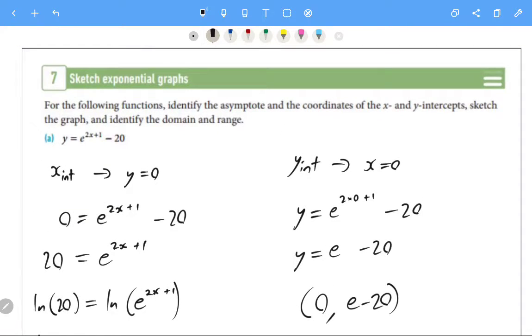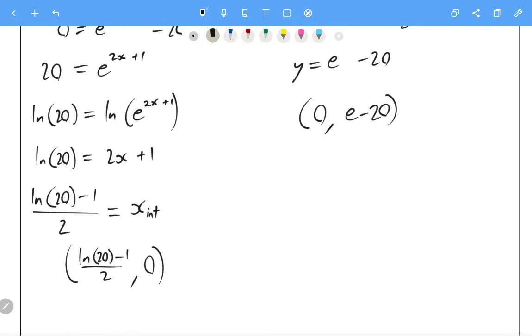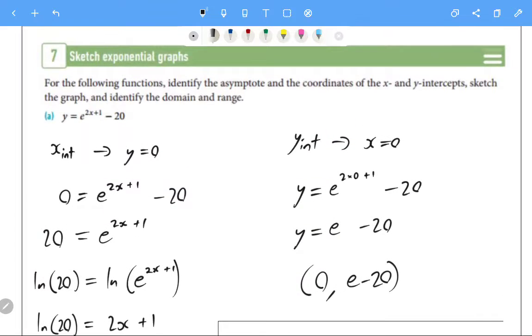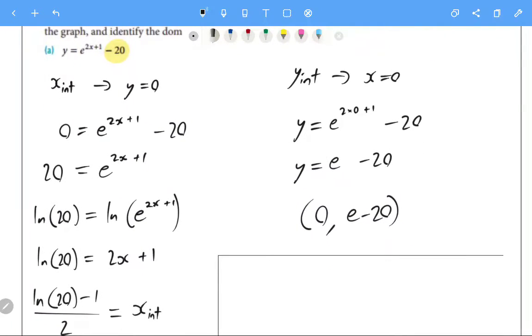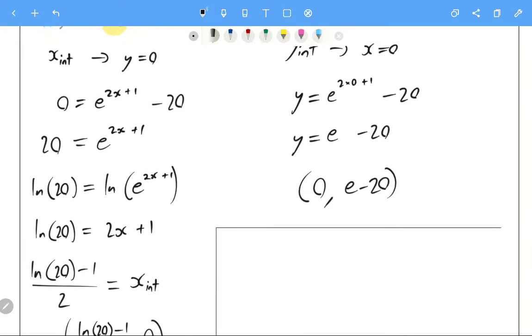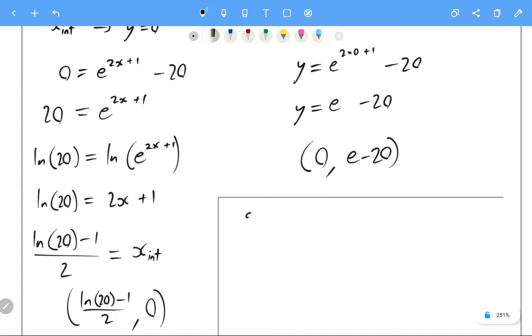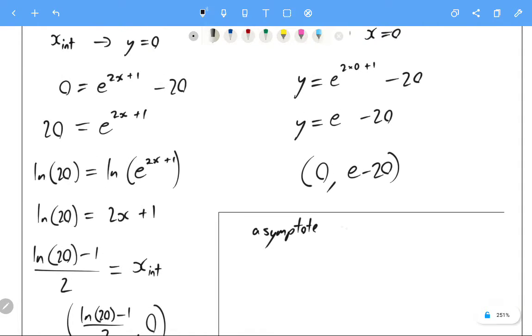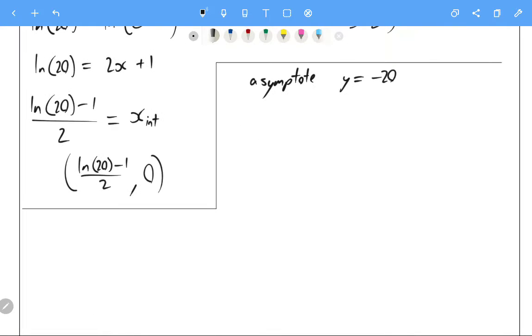So our second point is going to be 0, comma e minus 20. Alrighty. From there, now we can go through and do the asymptote. So the asymptote is entirely to do with this constant on the end, this minus 20. That's because the only way to change the asymptote of a function is to vertically translate it. So the asymptote is going to be y is equal to negative 20. Alrighty, so let's sketch it.